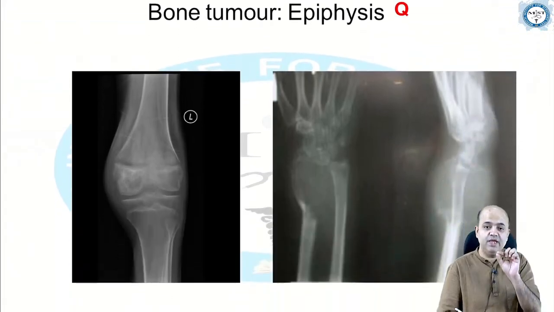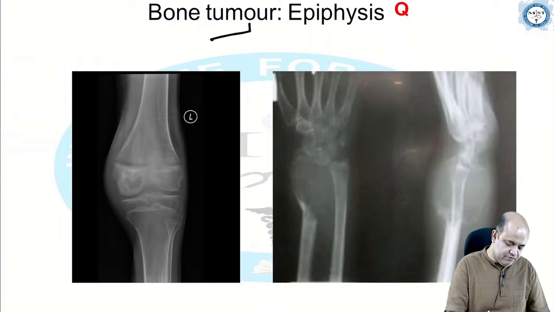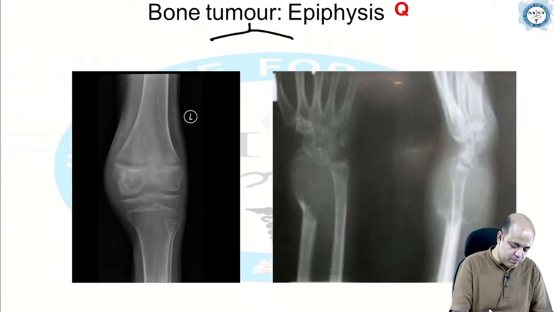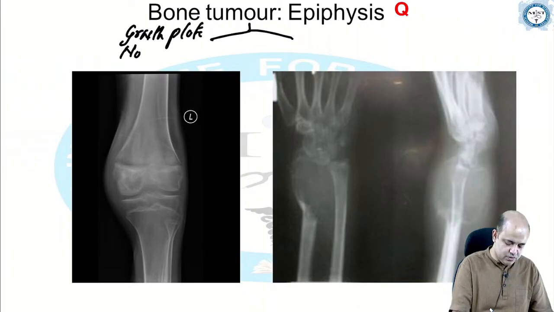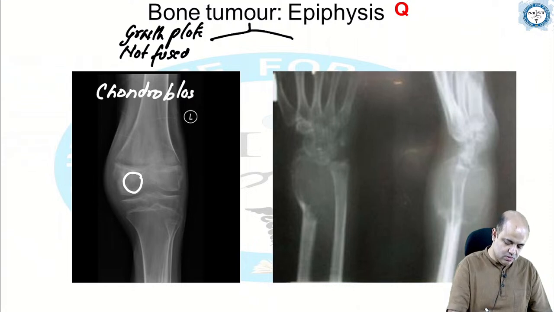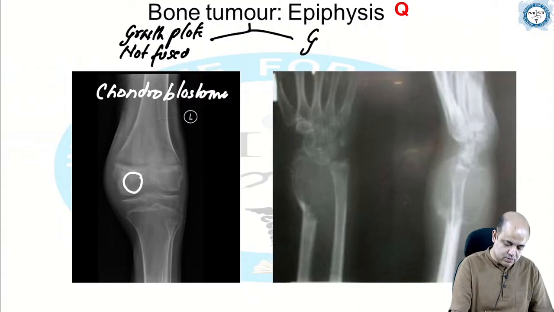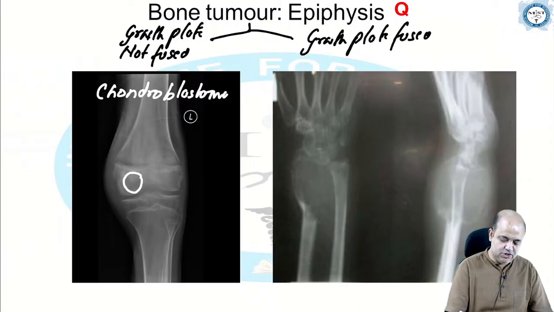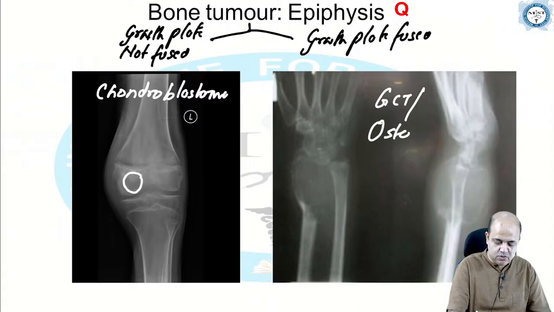If there is a tumor in the epiphysis, we see whether the growth plate is fused or not. If the growth plate is not fused, this is a chondroblastoma. And if the growth plate is fused, this is a giant cell tumor, GCT or osteoclastoma.